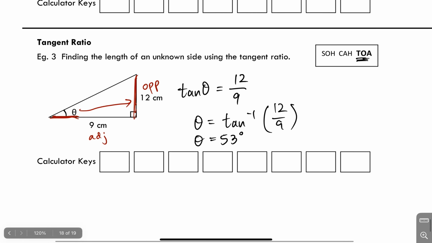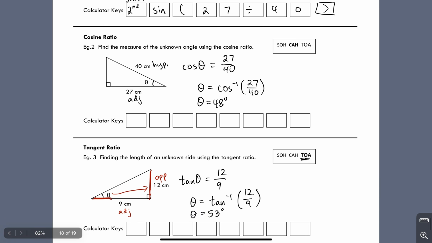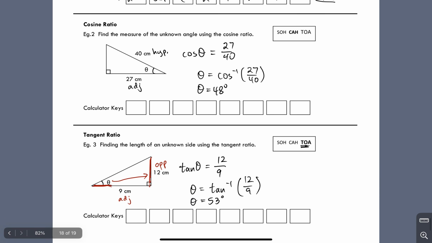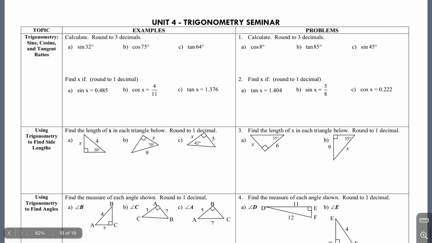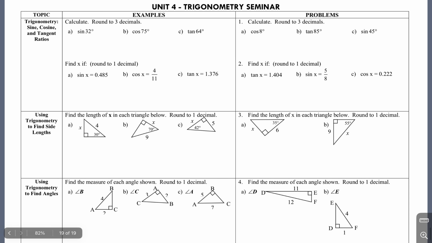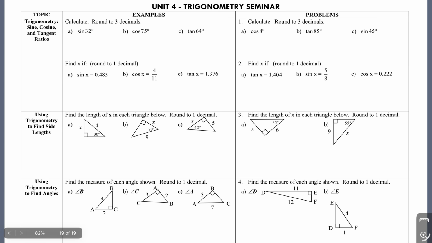Okay. So those are examples on how you can calculate the ratios. What I'm going to do is in a separate video, I'll put the answers to these examples and problems. So what you should do is try these first on your own and then check with the answer I'm going to post. Okay, that's it.